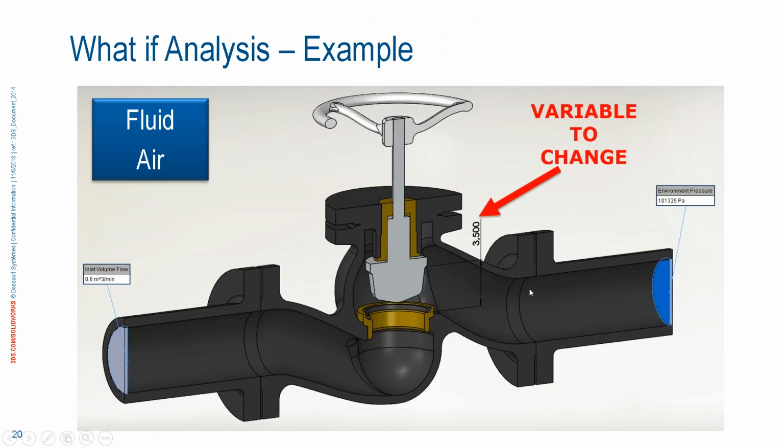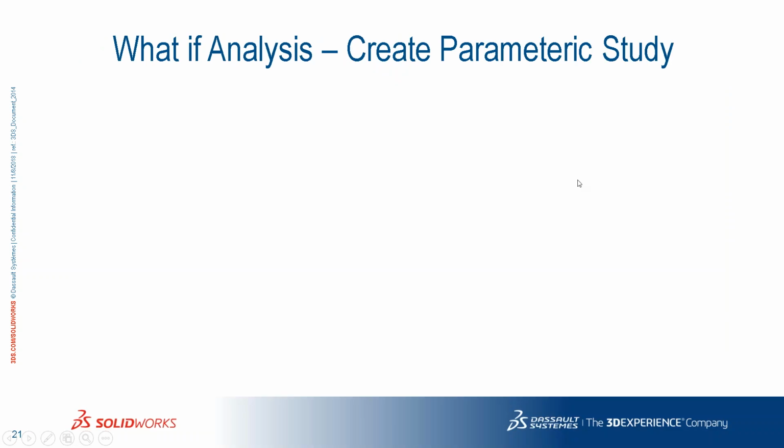So let's make a practical example of this approach on this valve. The fluid is air, the inlet flow rate is known, and also the outlet pressure. And you want to find out the pressure loss as a function of the dimension you see in the picture. The more the valve is closed, the more there will be pressure drop, and we want to see how much it is as the dimension becomes smaller and smaller.